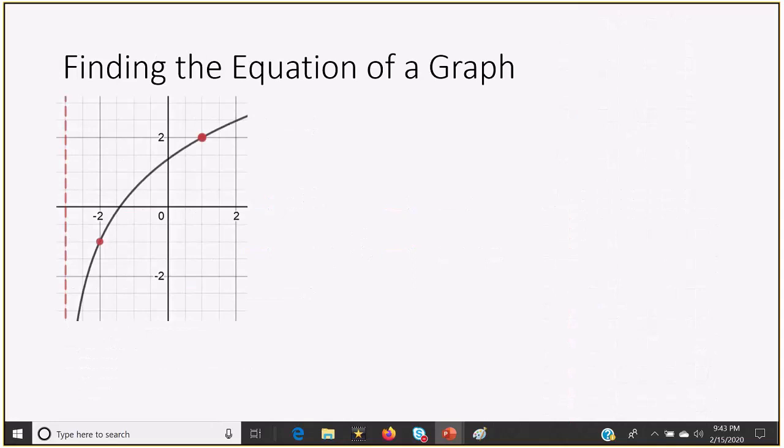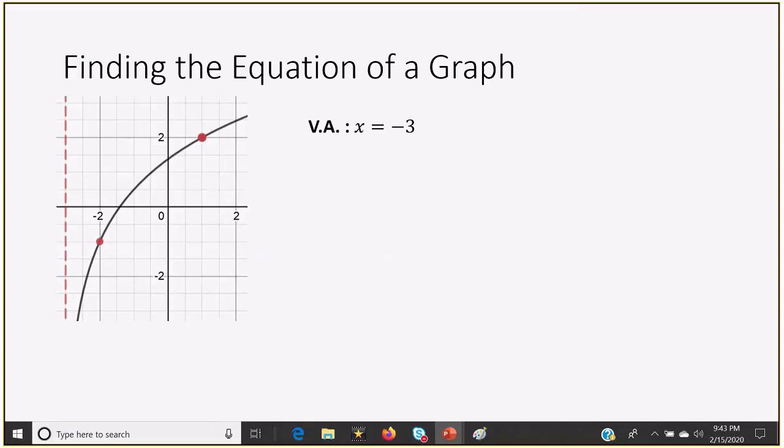Now, if we want to go the other direction, and this is how I ended the exponential graphing as well, we can either describe an equation to you, or we can give you a graph and make you translate it from the graph. So in this case, we have the graph, and I want to write a logarithm equation that will model this graph. So we have to identify our pieces of information.